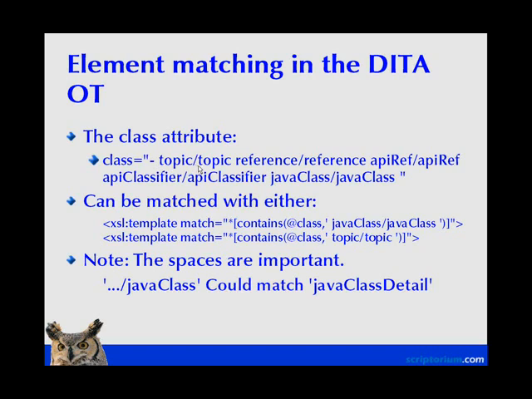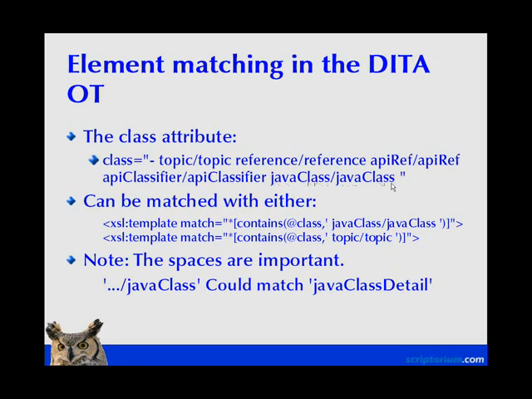So if I have a Java class in the Java API reference topic, my class attribute is going to look like this. It says, first off, we inherit from topic. Inheriting from that is our reference, then API ref, which is a generic reference type class for APIs, and then classifier, and then finally, this is Java. Here we have Java class. So again, this is the topic type and then the element within that topic.